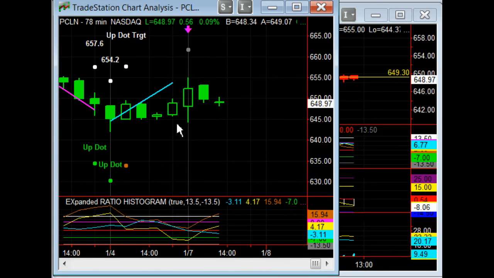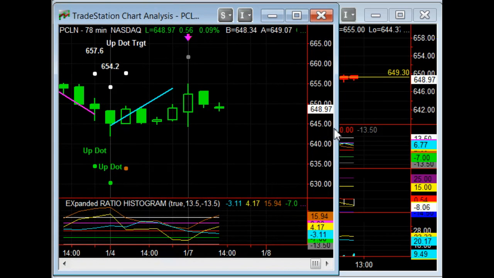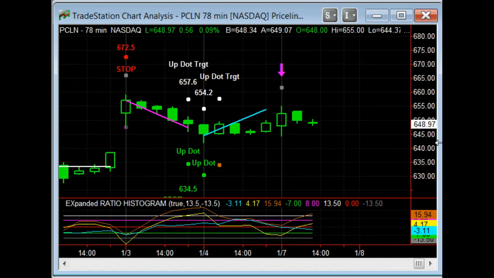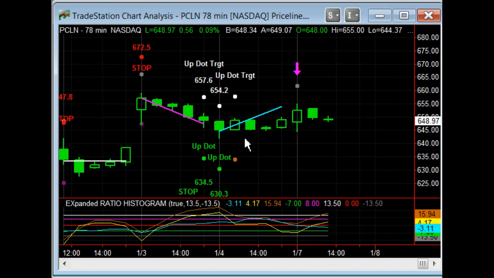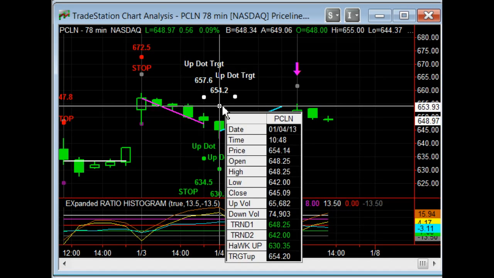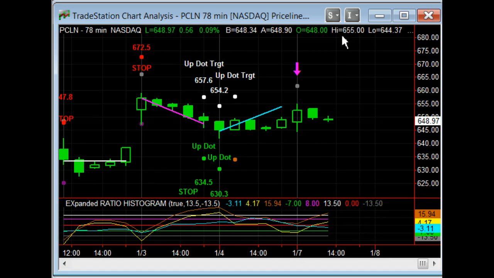Now we go to PCLN 78-minute chart. Look at that. I mean, still a little bit of patience and we made it. Alright, so this was part of the weekend review, and I left this one just like it was. 654.20 was the upside target. What was the high today? 655. Oh my goodness, how scary is that?